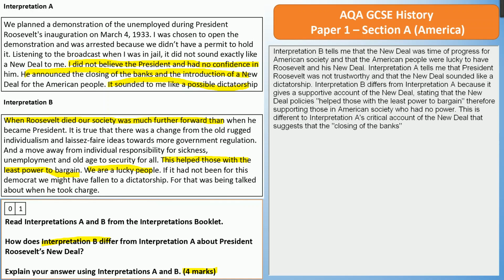And there we go. I've talked about interpretation B, what it tells me, interpretation A, what it tells me. I've also made a really clear point about their differences, and I've also explained those using the different quotes from the interpretation. Remember, it's just a 4-mark question, so we're looking for one paragraph, points that have been built upon, explained really clearly, but quite a concise and short answer. And there we go, so there's question 1 answered.